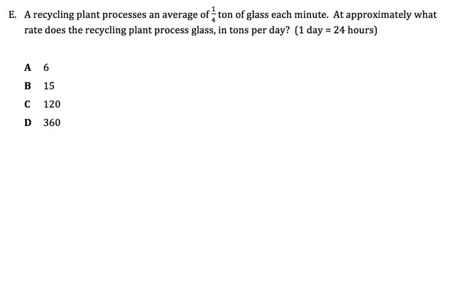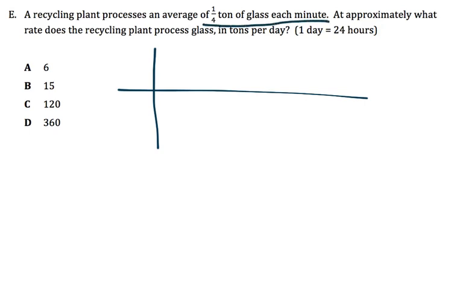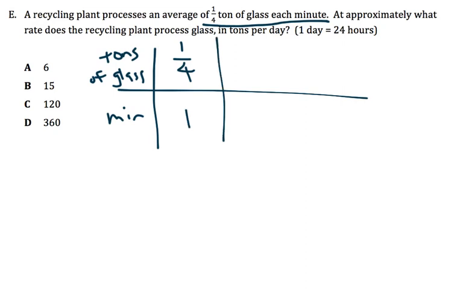Alright, this one was identical to a state test question last year. So a recycling plant processes an average of 1/4 ton of glass each minute. So I guess we can call this tons of glass. Picture like a factory taking all those glass bottles and running through a huge amount every minute to recycle it. So that's tons of glass every minute, and it's 1/4 a ton each minute, and each tells me it's 1. And then we're trying to get to days again.